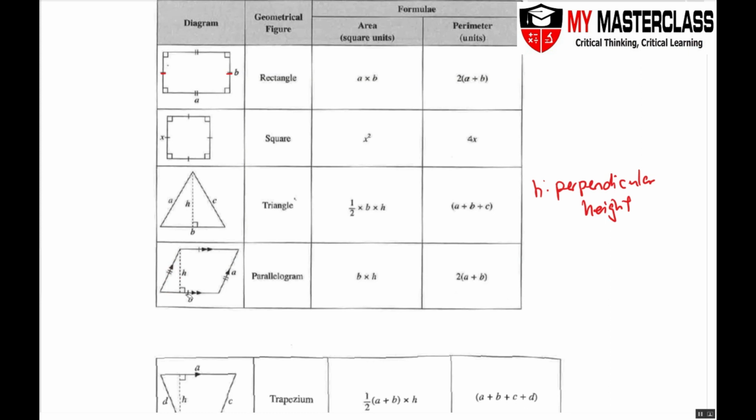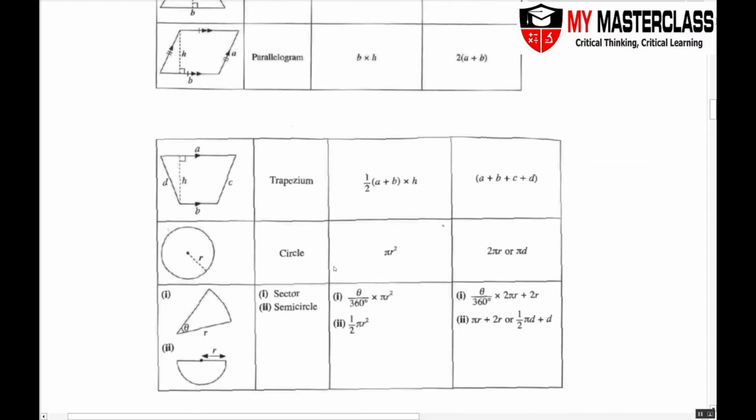Recall for your parallelogram, opposite sides are of equal length. This single arrow and double arrow here just represent that. This line is parallel to this, and this is parallel to this, that's it. So these four figures shouldn't be too foreign to you, something that you have learned before. Next, let's take a look at the other three that we have here.